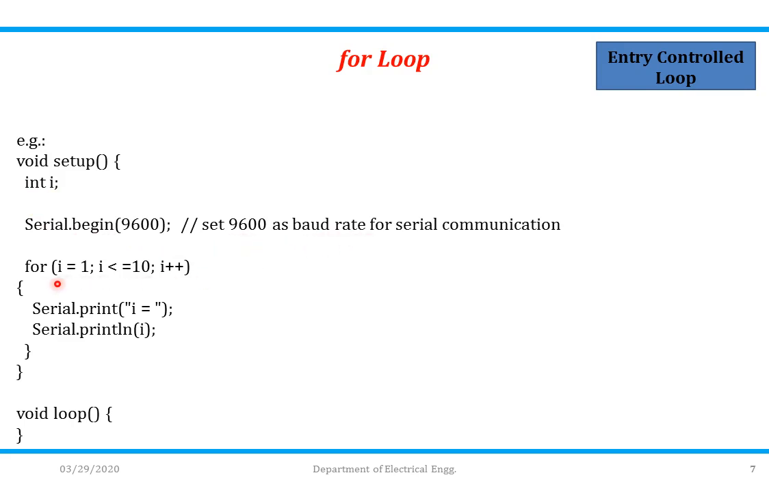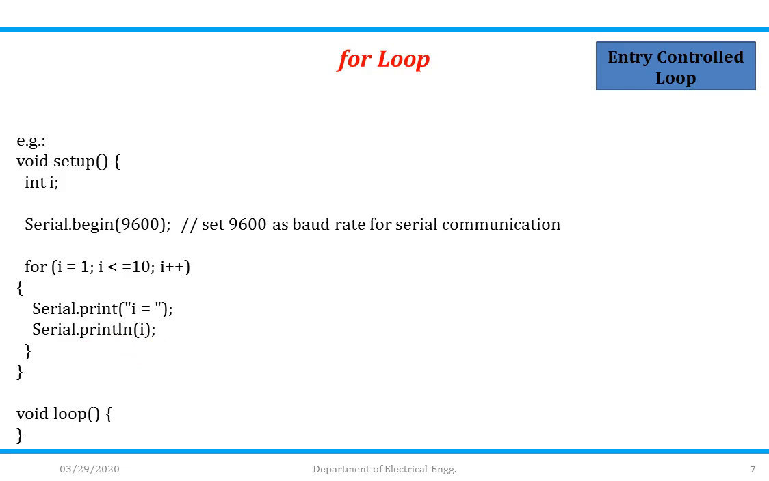Now here I have written the for loop for I equal to 1, I less than or equal to 10, I plus plus. So this is a program for displaying the values from 1 to 10. Within these curly brackets I have written Serial.print("I equal to"), so it will print I equal to as a statement. And here I have written Serial.println(I). So whatever the value of I is, it will be printed and it will go to the next line. The meaning of ln is new line.